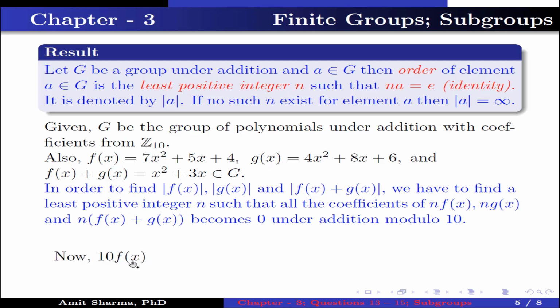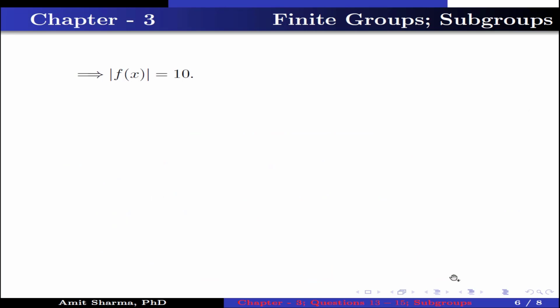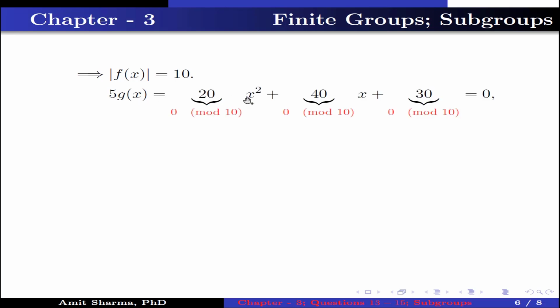Now 10 times f(x) is equal to 70x^2 + 50x + 40, which is 0. Why is it so? Because 70 is 0 under mod 10, 50 is 0 under mod 10, and 40 is 0 under mod 10. This implies the order of f(x) is 10. Now 5 times g(x) is equal to 20x^2 + 40x + 30, which is equal to 0. Why? Because 20 is 0 under mod 10, 40 is 0 under mod 10, and 30 is 0 under mod 10. This implies the order of g(x) is 5.